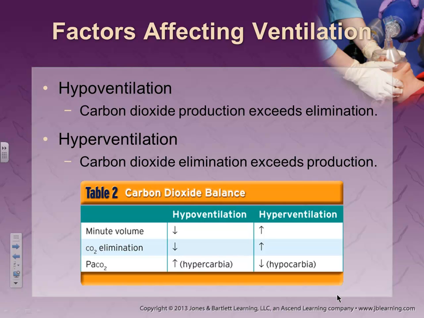When we hypoventilate, what builds up? CO2, right? Why? Yeah, you can't blow it all off. When we hyperventilate, what happens? We blow too much CO2 off and the body becomes acidotic or alkalotic? Alkalotic.